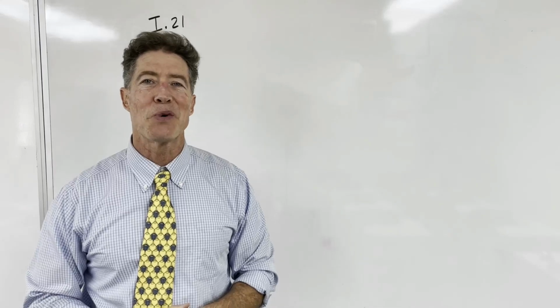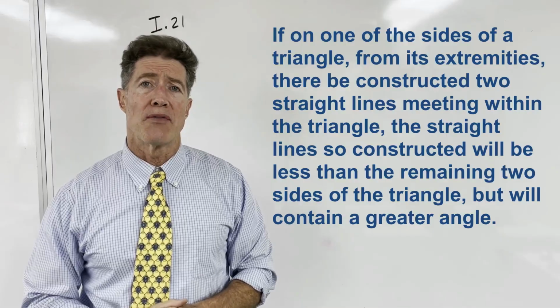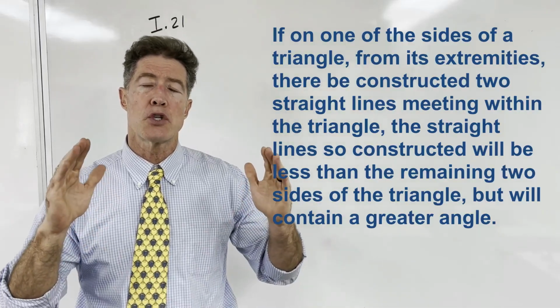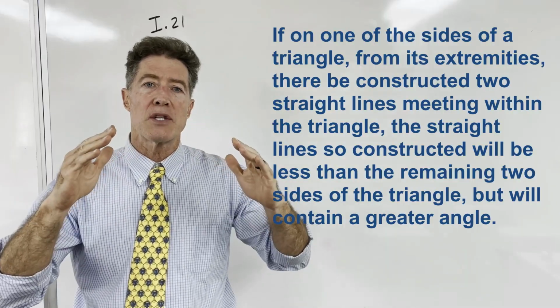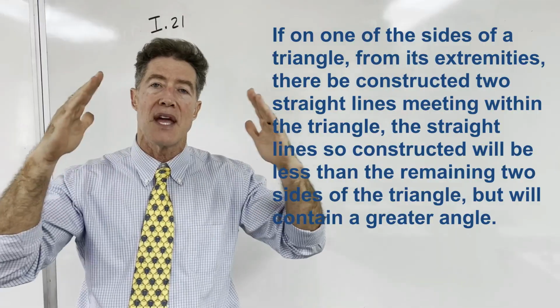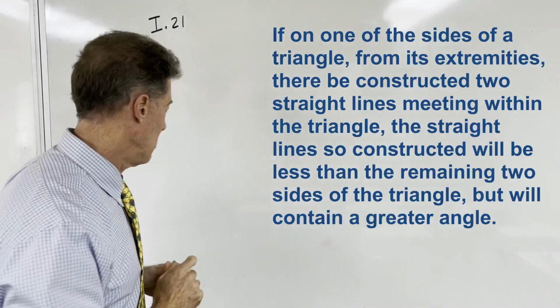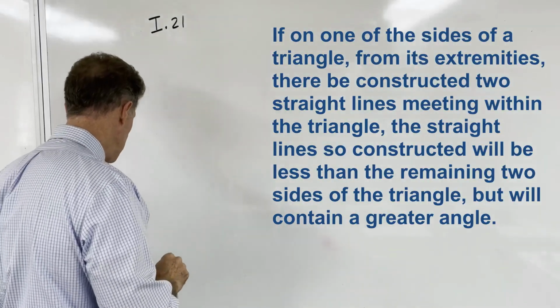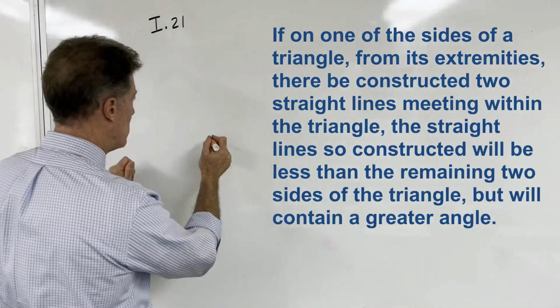Euclid's Elements, Book 1, Proposition 21. If on one side of a triangle from its ends there be constructed two straight lines meeting within the triangle, the straight line so constructed will be less than the remaining two sides of the triangle, but they will contain a bigger angle. This is, again, one of those ones that's easier to see once we draw it out.